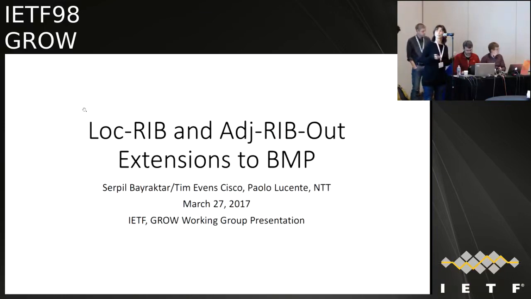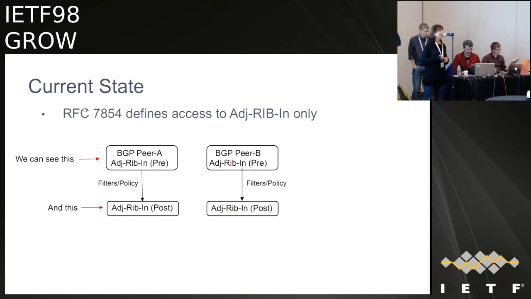Currently, per the BMP RFC, we have access to the adjacent rib in from the router. We have access to pre and post policy. Basically, anything that the peer sends to the router where BMP is running, we can see those updates, which is wonderful. And then we can also see after the import policies, filters, etc., have been applied. So this is what's available today per the RFC.